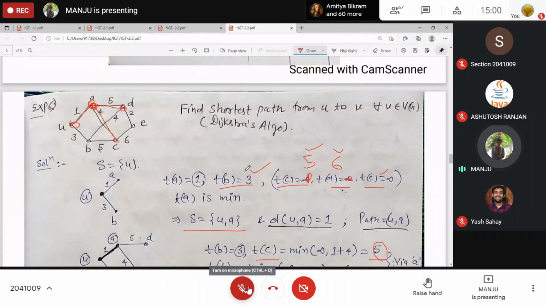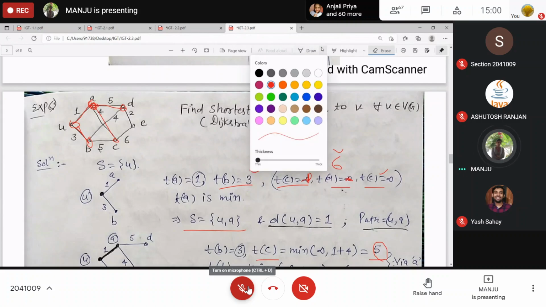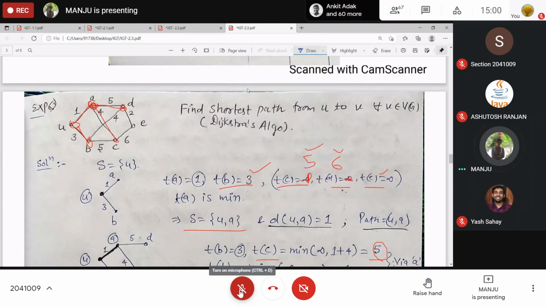So here minimum is 3, so B added to the set. Now we will explore all the vertices via B. Okay, so via B, B to C, B to D, B to E. B to C, if you consider this one, 3 plus 5, earlier it was calculated as 1 plus 4. Earlier it was 5, na? And now you are just having 3 plus 5. So which one is minimum? Earlier one. So 5 will be the distance from U to C, right? So we will not take this one, discard it.